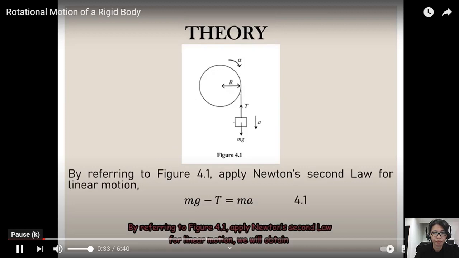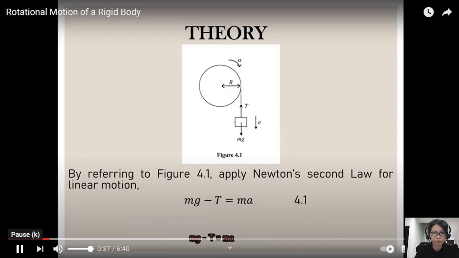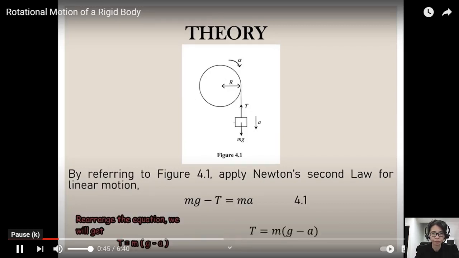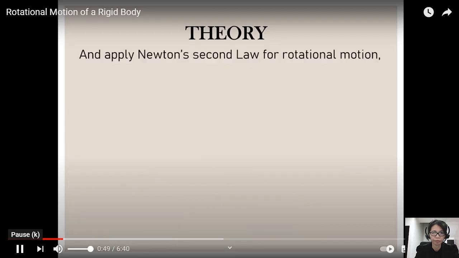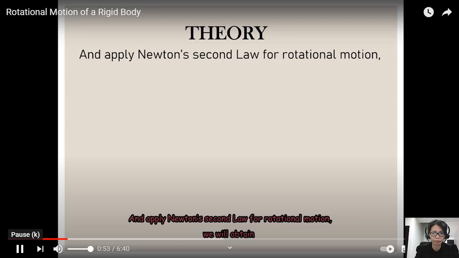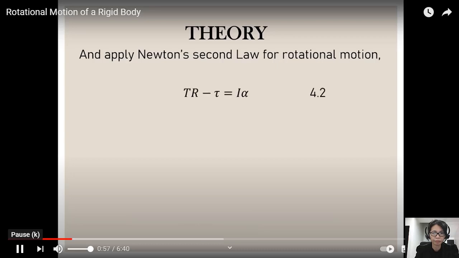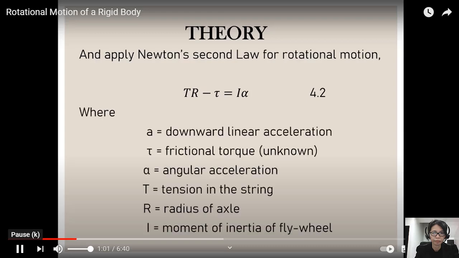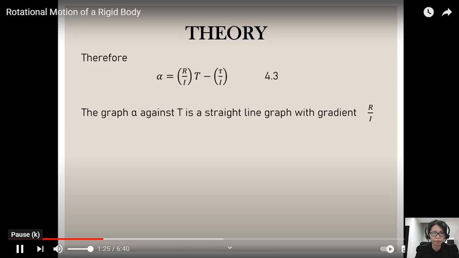By referring to figure 4.1, applying Newton's second law for linear motion, we will obtain mg minus T equals ma. Rearranging the equation, we get T equals m(g minus a). And applying Newton's second law for rotational motion, we obtain TR minus tau equals I alpha, where a is the downward linear acceleration, tau is the frictional torque, alpha is the angular acceleration, T is the tension in the string, R is the radius of the axle, and I is the moment of inertia of the flywheel. Therefore, alpha equals RT over I minus tau over I.